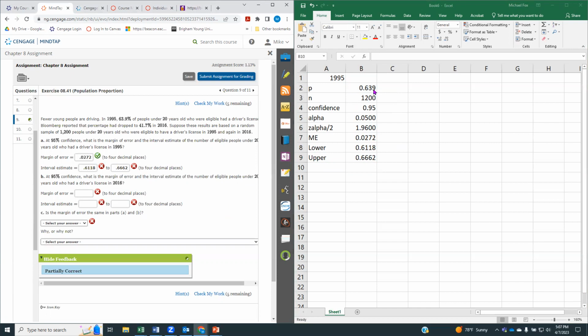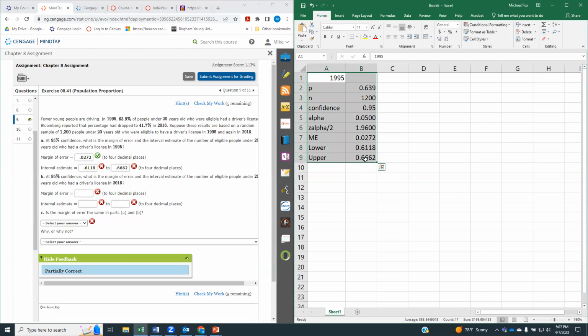So in essence, what we're saying is we're given a sample proportion of 0.639 and a sample of 1,200 and a confidence of 0.95. We're 95% confident that our interval is going to be between 0.6118 and 0.6662. In other words, we don't know if 0.639 is exactly right, but we're 95% confident that the true proportion of people who are driving under 20 years old is somewhere between 61.18% and 66.62%.